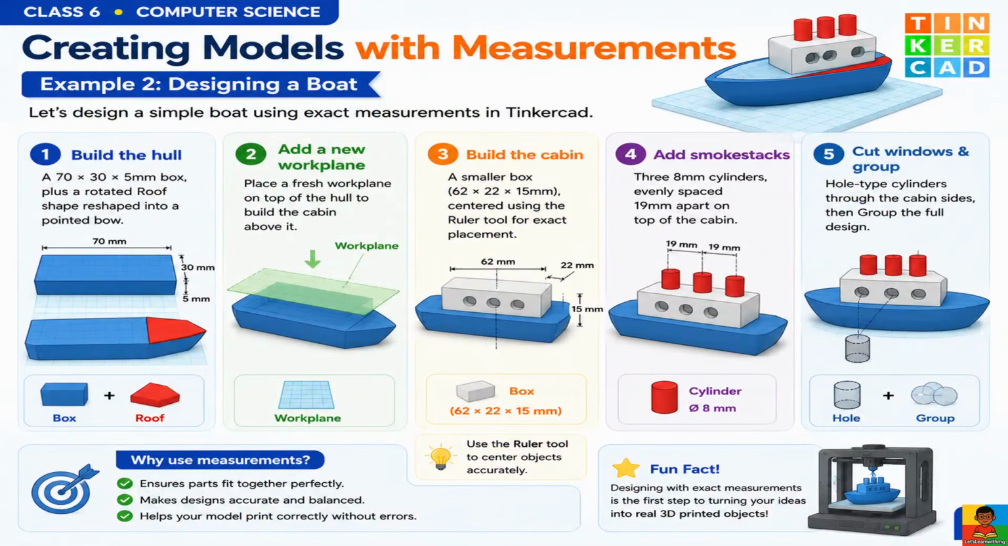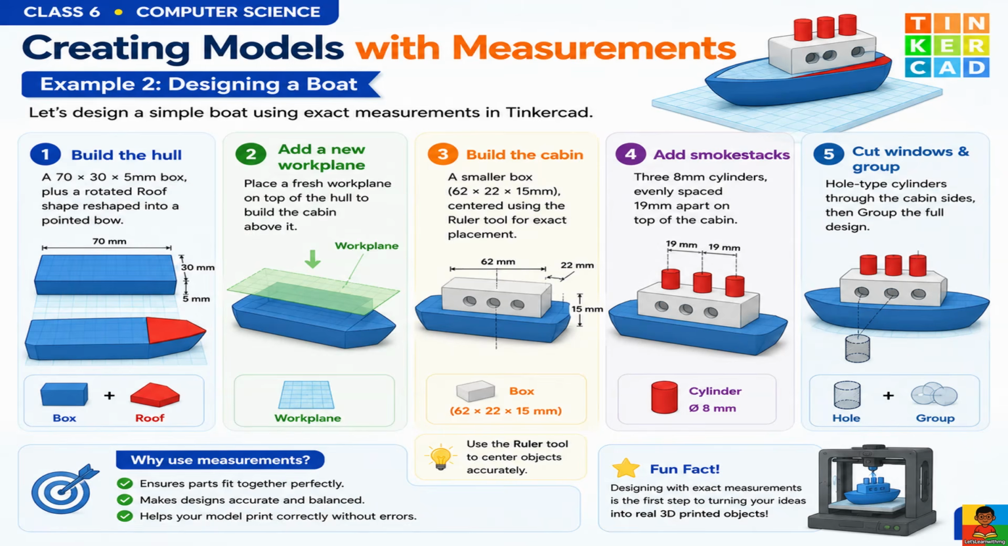Example 2 is designing a boat. First, build the hull using a 70 by 30 by 5 millimeter box, plus a rotated roof shape reshaped into a pointed bow. Second, add a new workplane by placing a fresh workplane on top of the hull to build the cabin above it. Third, build the cabin using a smaller box measuring 62 by 22 by 15 millimeters, centered with the ruler tool for exact placement.